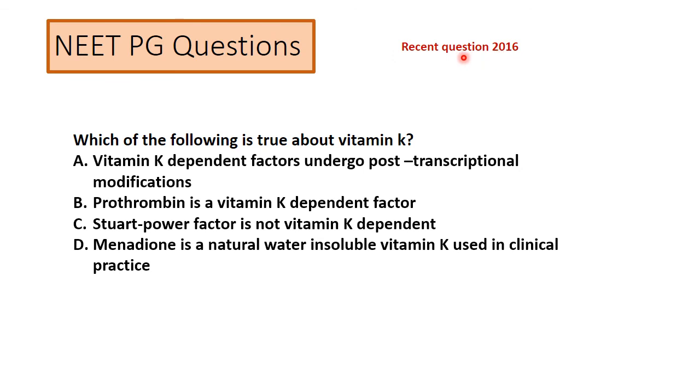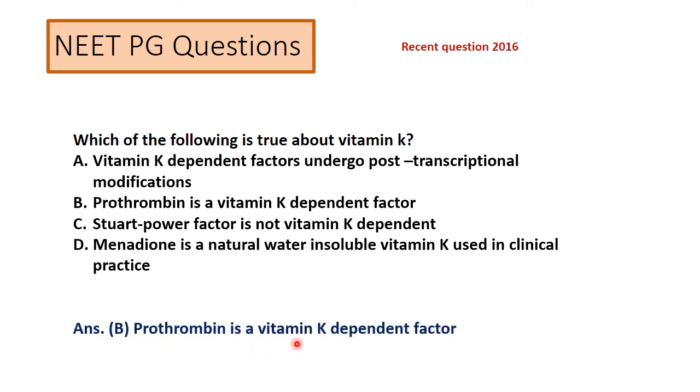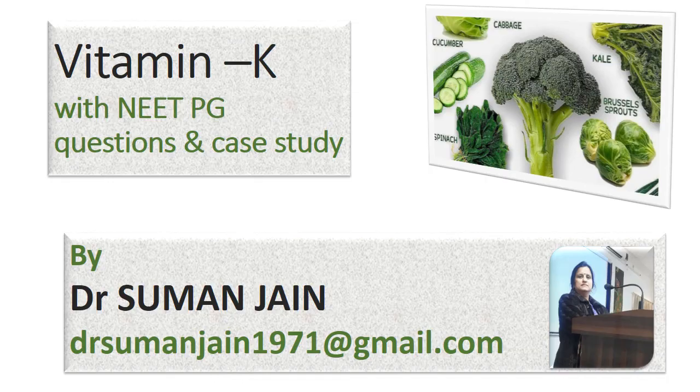Now this was a recent question in 2016. Which of the following is true about vitamin K? Vitamin K dependent factors undergo post translational modification. Prothrombin is a vitamin K dependent factor. Stuart factor, Power factor, is not vitamin K dependent, and menadione is a synthetic water soluble vitamin K used in clinical practice. The answer is that prothrombin is a vitamin K dependent factor.